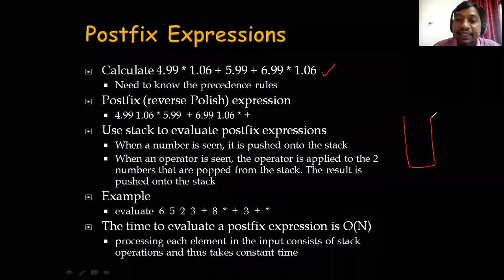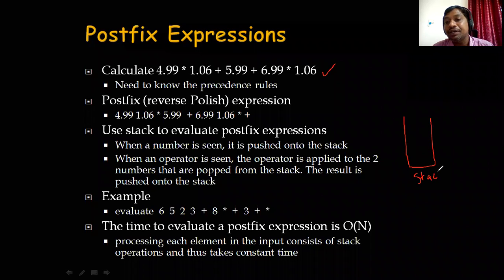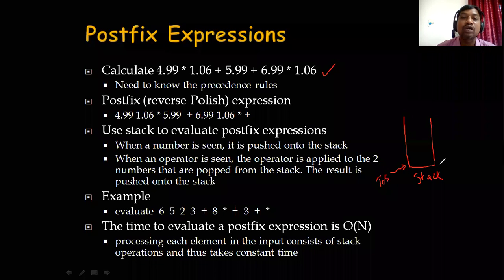Let us consider a stack. Initially the stack is empty. There are no elements in the stack. Initially the top of the stack pointer, the top of the stack index variable, points to the bottom of the stack, since there are no elements.